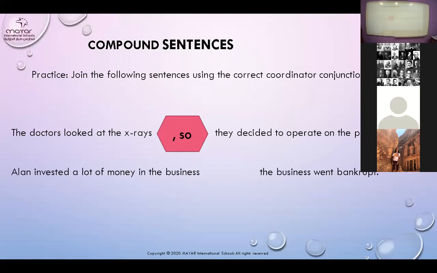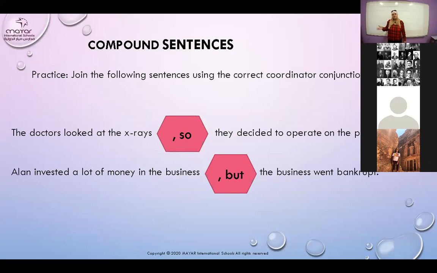Take this one. Alan invested a lot of money in the business. The business went bankrupt. Alan invested a lot of money in the business, but the business went bankrupt. You say it's but. Let's check. Yes, it's but. Why? Something bad happened. Opposite or contrast or unexpected.